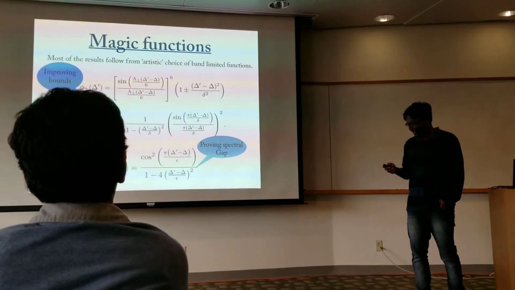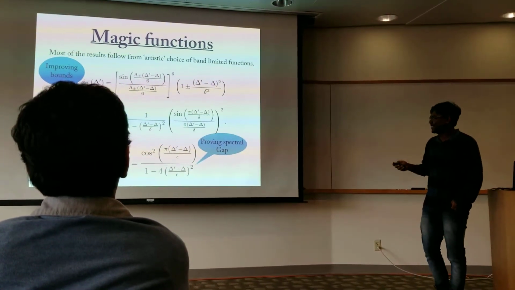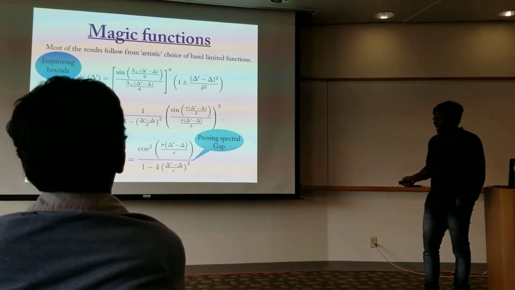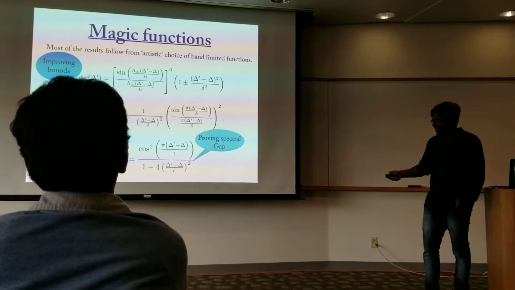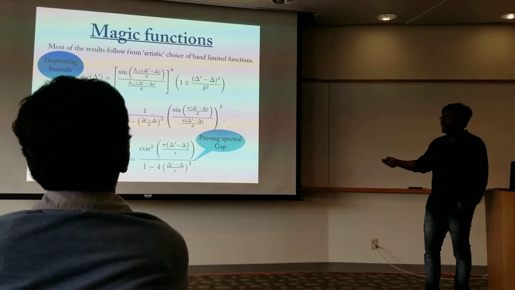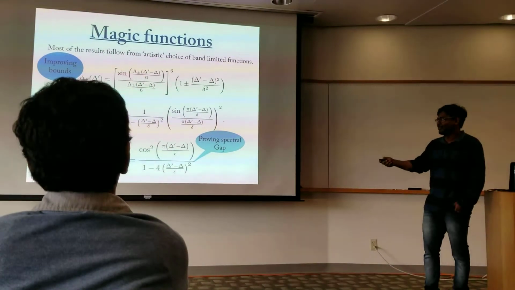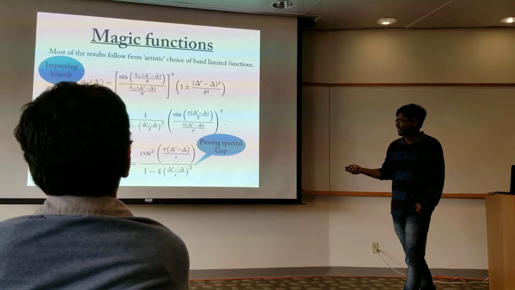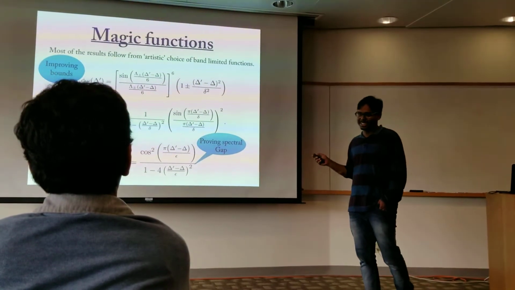So these are the functions. I called them magic functions because they did a job, and we do not need to figure out any better functions than this because we proved the bound is optimal. But here, of course, the bound is not optimal, so one can hope to figure out a better function. But we haven't found anything yet.